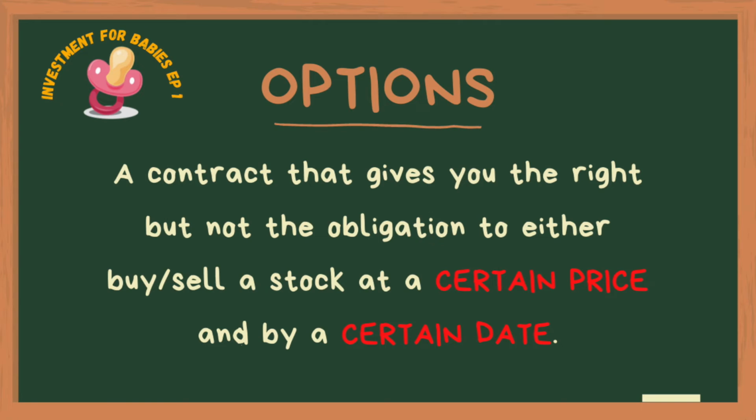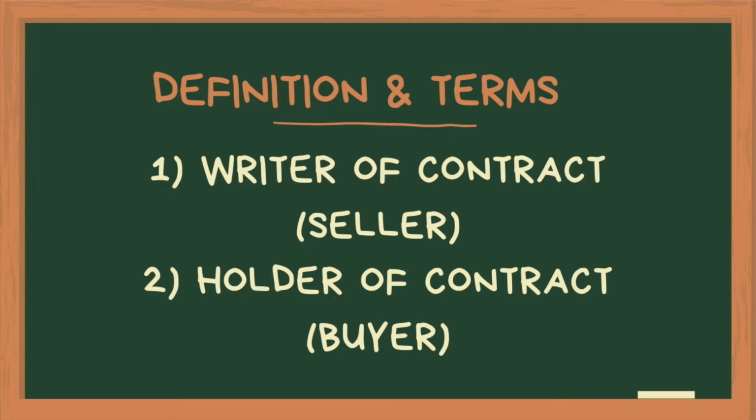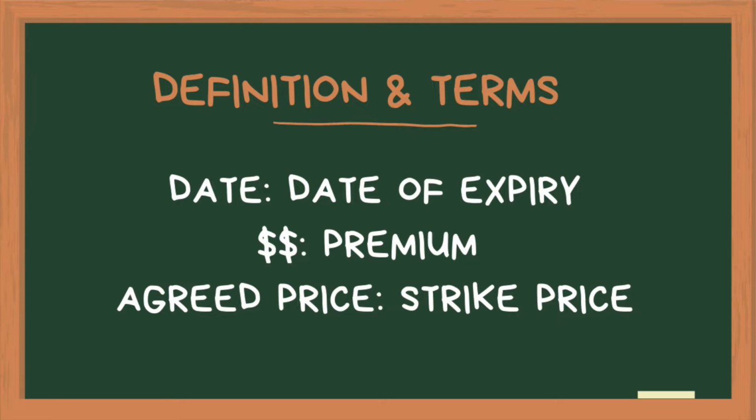So now we'll be covering the definitions and terms used in option trading. So options is basically a contract that enables a person to have the right but not the obligation to buy or sell a stock at a certain price by a certain date. Alright? So options, just like any other contract, there are two roles. There is the writer of the contract and the holder of the contract. And also, the date whereby you have to buy or sell the stock is called the date of expiry. And the money used in the contract is called premium. And the agreed price is called the strike price.